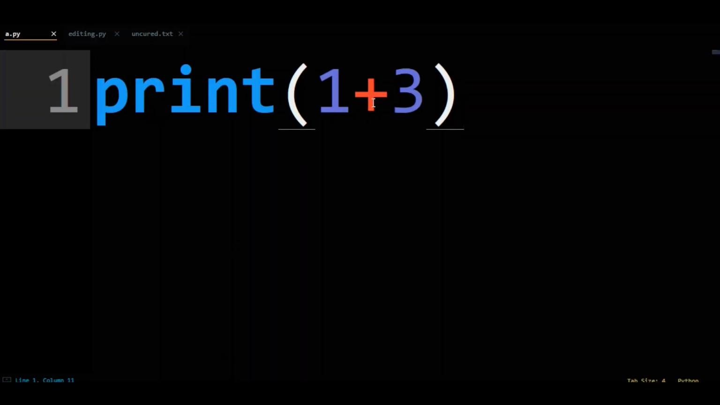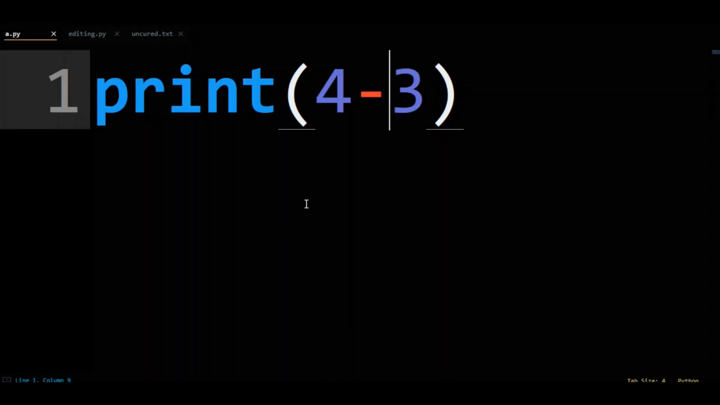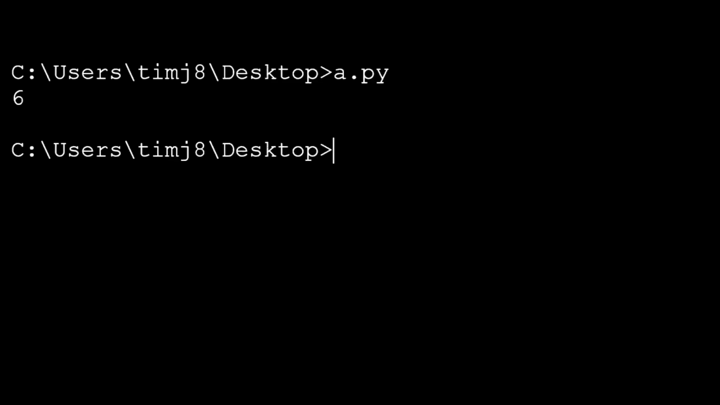Next, subtraction. Print 4 minus 3. If we run the code, you'll see 4 minus 3 is 1. Nothing too fancy about subtraction either. Next, multiplication. Print 2 times 3. If we run the code, you'll see 2 times 3 is 6.